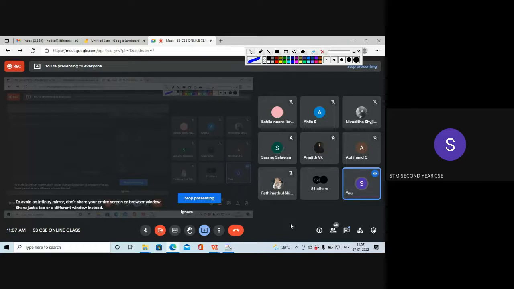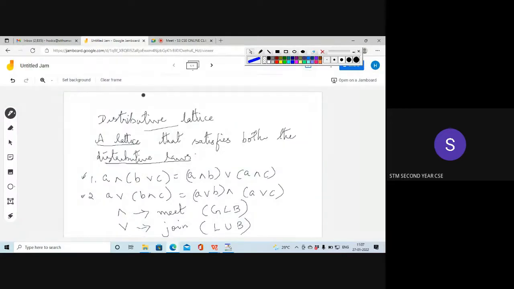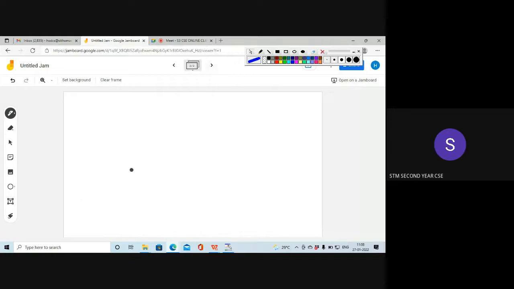If a lattice has five elements, how many combinations should you check? Both the distributive laws should be satisfied for all combinations. Come on fast. If a lattice has five elements, how many combinations will be there?